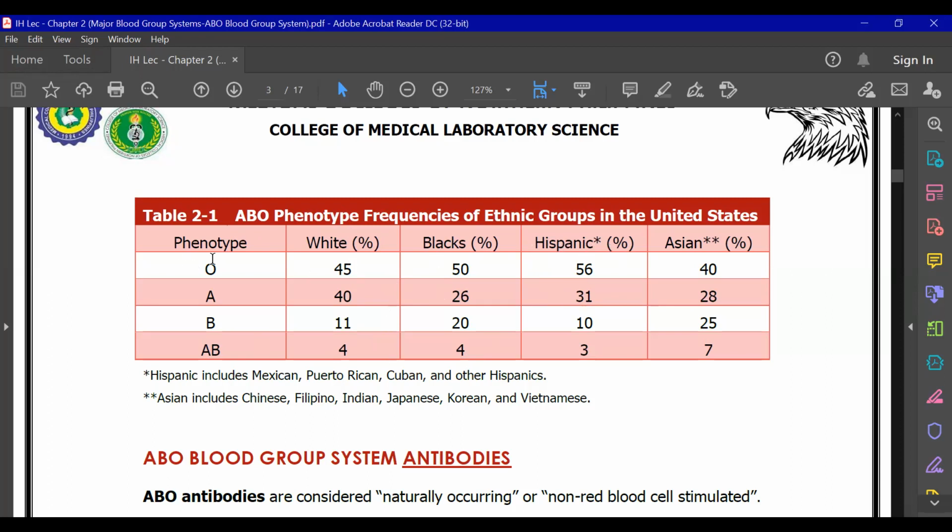So in this table, we can see that phenotype O, or individuals having blood type O, are highly prevalent across all populations, followed by A and B. Then the rarest, the low frequency phenotype, would be AB.